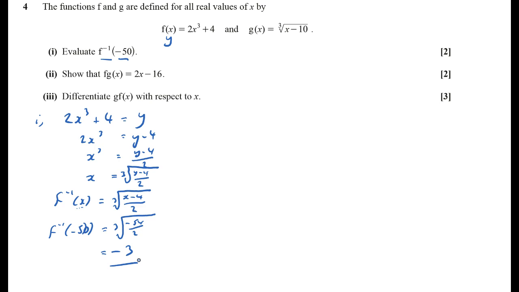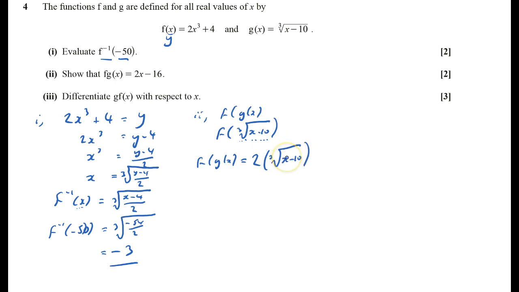That's part 1. Show that f of g of x, well, you might want to write this down, f of g of x. So that means f of, and g of x is the cube root of x minus 10. And so that means this bit is the bit which goes in place of my x up here. And so I get f of g of x equaling 2 lots of this bit, cube root of x minus 10, cubed plus 4, which equals 2 lots of x minus 10 (the cube root cubed just gives me x minus 10) plus 4, which equals 2x minus 20 plus 4, which equals 2x minus 16.